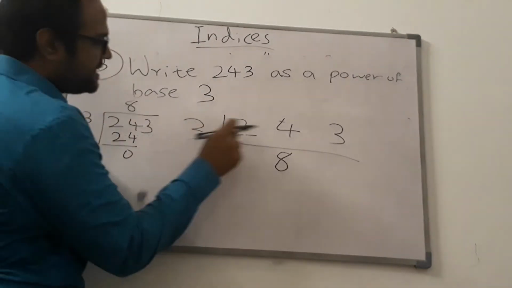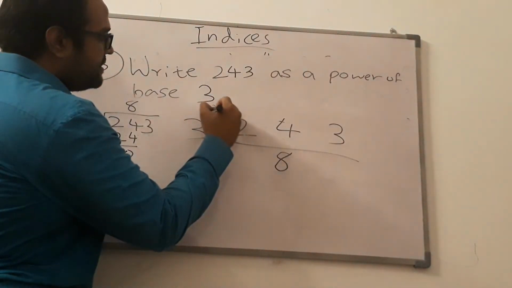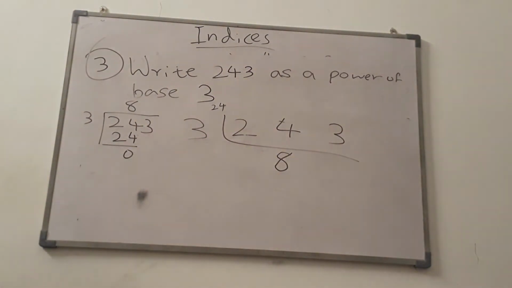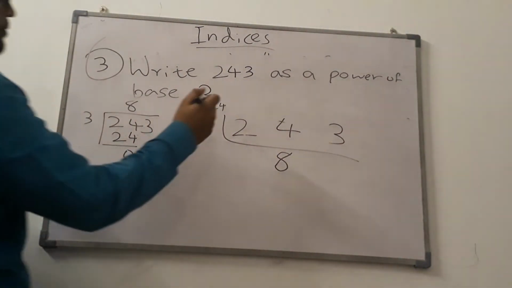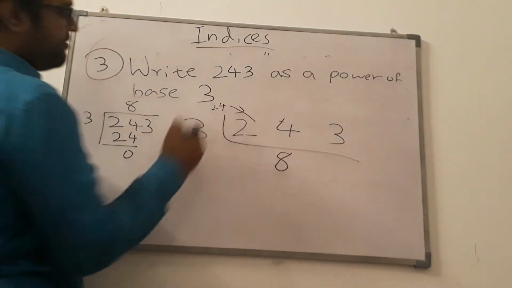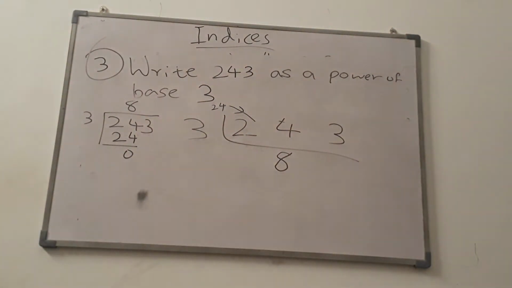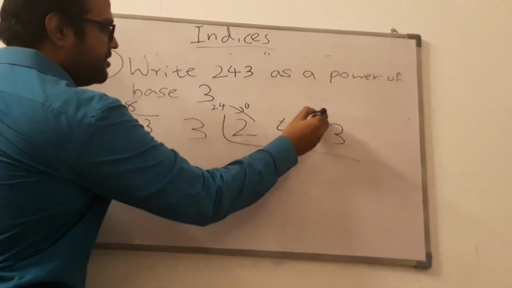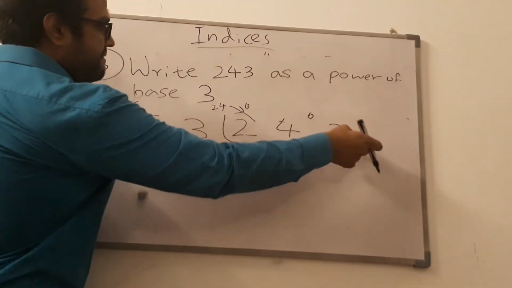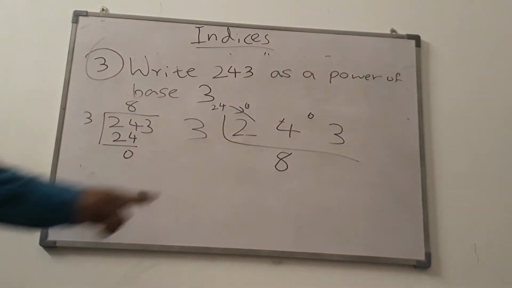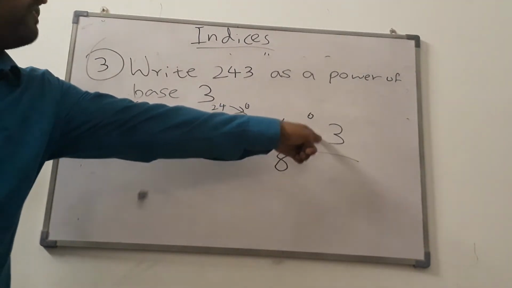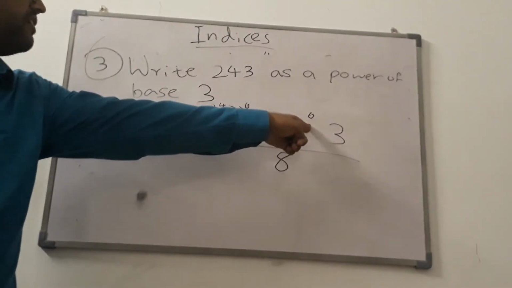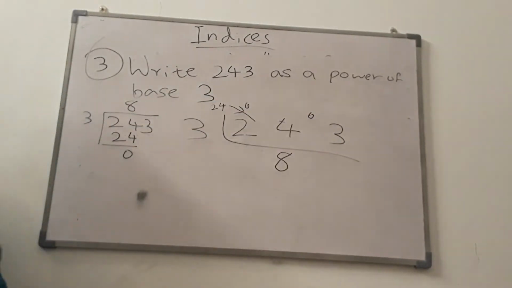Okay, when we multiply 3 and 8, exactly 24. Now we will check the gap between the two 24s. What is the gap? There is no gap. And this 0 I am going to write here with 3. If it is 1 it is 13. If it is 2 it is 23. If it is 0 then it is only 3.